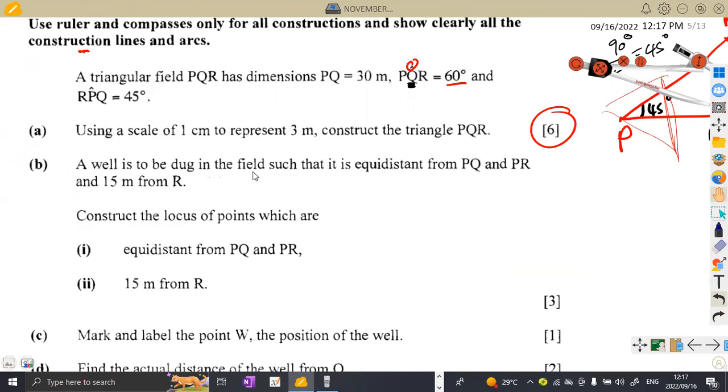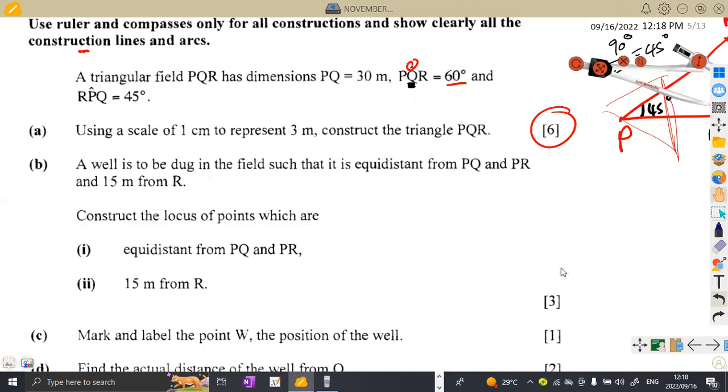A well is to be dug in the field such that it is equidistant from P and Q and also 15 meters from R. So I want us to see what is happening here. We're asked to construct the locus of points which are equidistant from PQ and PR. The equidistant part is nothing to do with the well which is inside. Here we're just constructing the locus of points which are equidistant from PQ and PR.